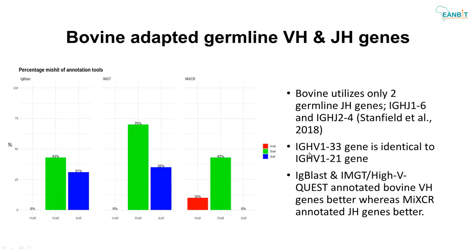So we went ahead and did these modifications and did the benchmarking again, only to find that IgBLAST now has a 0% error rate in annotating V genes, as well as IMGT. But MixER still has a 10% error rate in annotating V genes. Now we see MixER has improved the annotation of J genes, with 0%. But D genes still had a higher error rate, as we've seen before, even after modifying the germline genes.